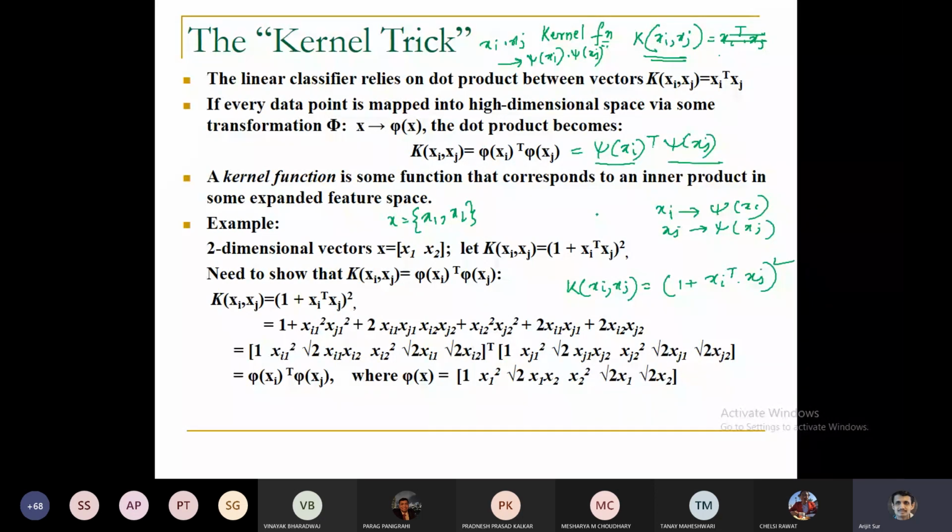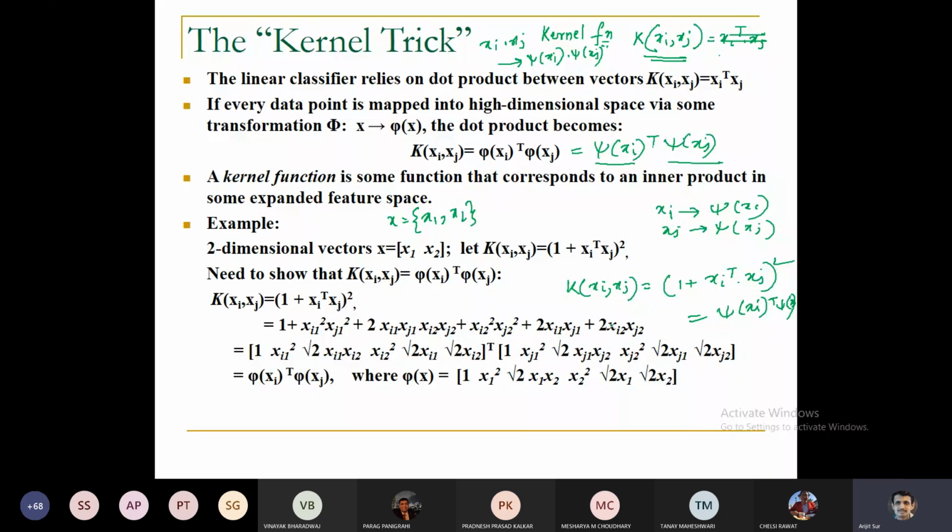So in the higher space, now you need to show that k of xi, xj is basically phi of xi transpose phi of xj. That will have to be shown. Now if you expand 1 plus xi transpose xj squared, we get these values: 1 plus xi1 squared xj1 squared plus 2 xi1 xj1 xi2 xj2 and so on. These are the normal mathematics.